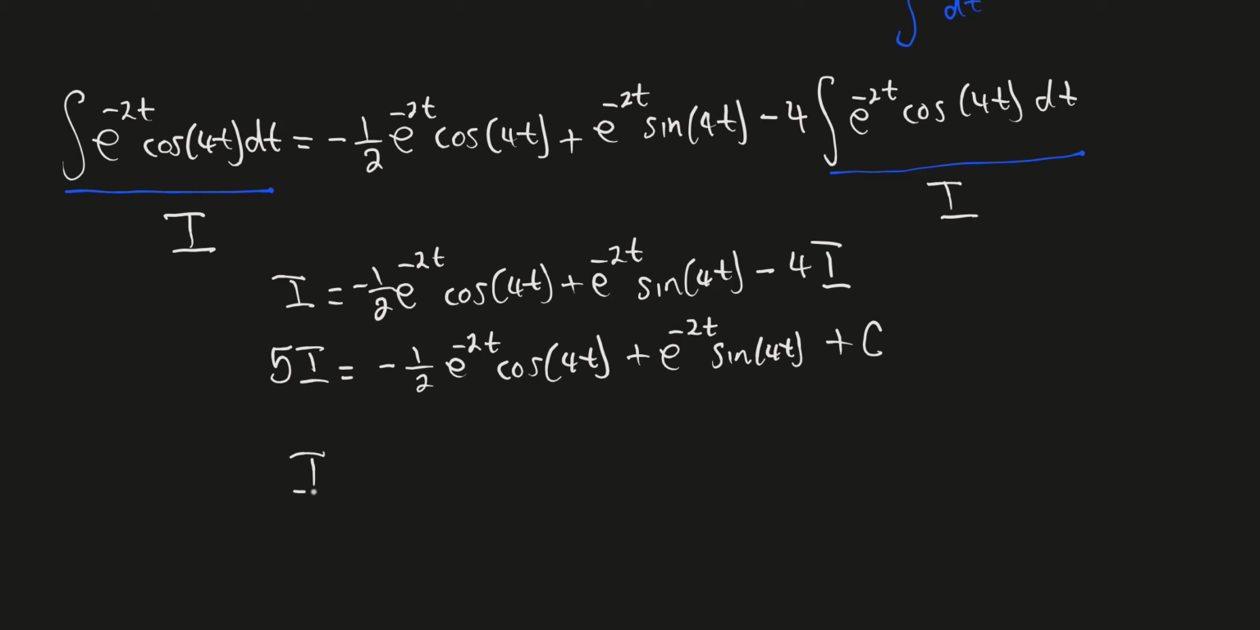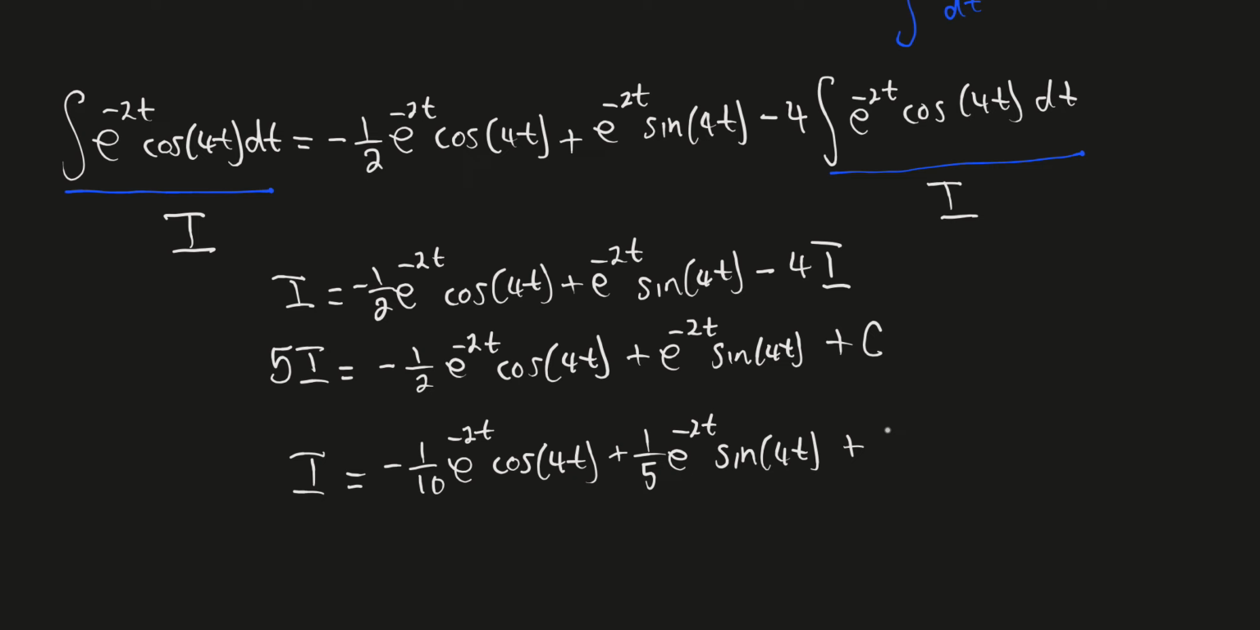So our integral is, now negative 1/2 divided by 5 is negative 1/10 e to the negative 2t cosine of 4t. This divided by 5, this coefficient is 1, so we'll have 1/5 e to the negative 2t sine of 4t. And then again, dividing this constant by the constant 5 will give us a slightly different constant. Call it C1, C2, K, anything you want. Just don't use T, right? So let's say, I'll just call it C1.